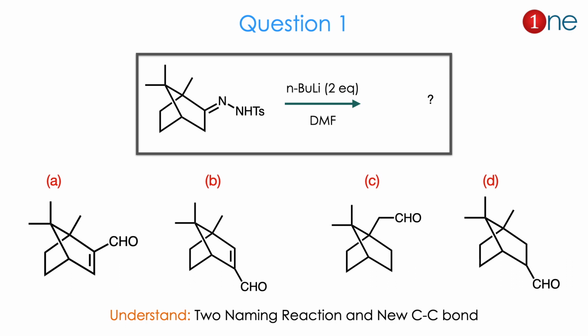Let us see question number 1. The starting material is a bicyclic system with one bridged carbon, and you have the hydrazone with a tosyl group attached there. You are using butyl lithium, 2 equivalents, and DMF. The position of the aldehyde is the real question, whether in the first position, second position, or on the bridged carbon, or whether the alkene is retained or not. From the question and starting material, you might guess two named reactions are involved here, and definitely a new C-C bond is formed.